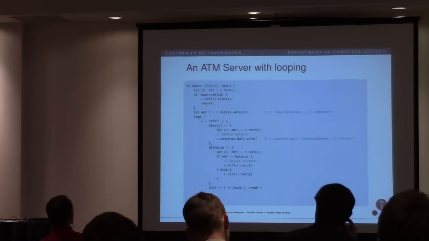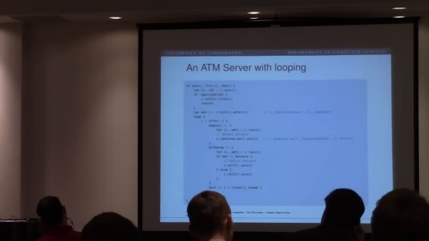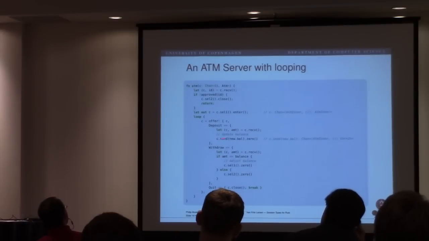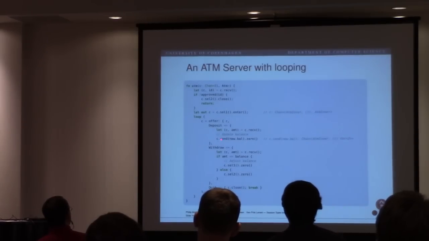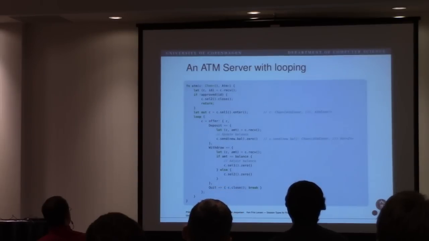The only item on this stack is the ATM inner protocol again. Once we get to the end of a branch, say I've received an amount to deposit and I send the updated balance, now I call 0, which takes the topmost protocol on the stack and replaces it here. So I basically get this one back. I can assign the result of this expression back to C, and in that way I can keep looping in the same protocol.